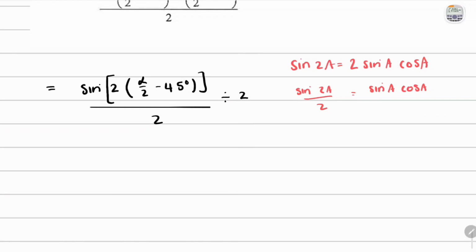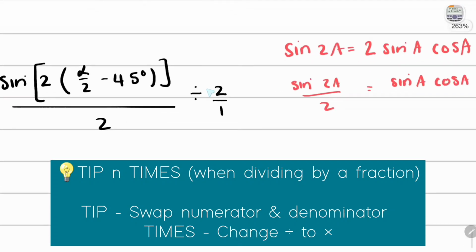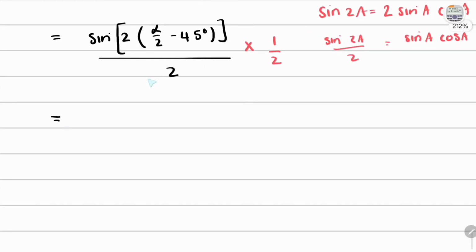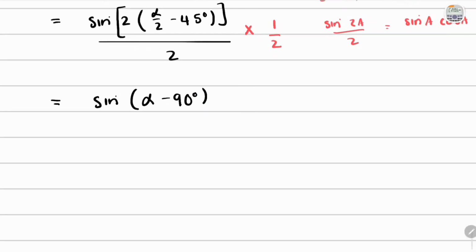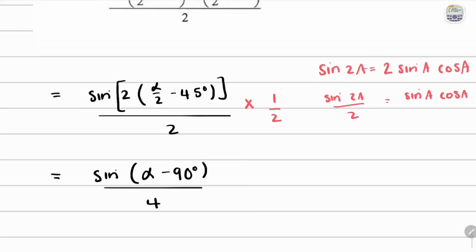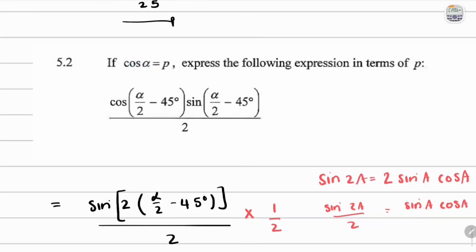If you say divided by 2, it's dividing by 2 over 1. So we can use the rule tip and times, meaning you change the division to a multiplication and you swap the numerator and denominator. So this is what we have. So this is equal to sine, and we can distribute here because this is the number that multiplies into the angle. So this is going to be sine, and those multiply and become alpha, and those multiply and become negative 90 degrees over, and you see that it's just numerator times numerator, denominator times denominator, so that becomes over 4.